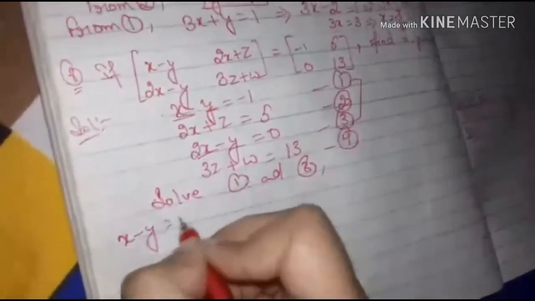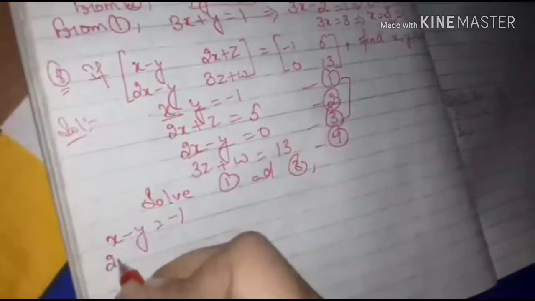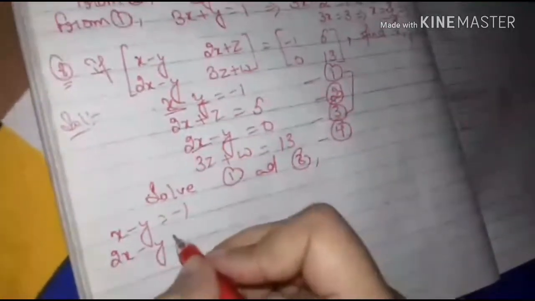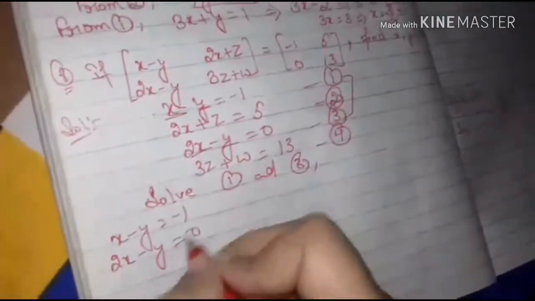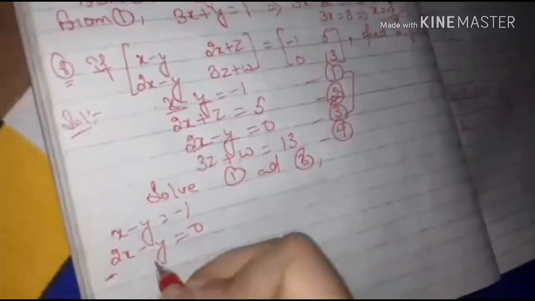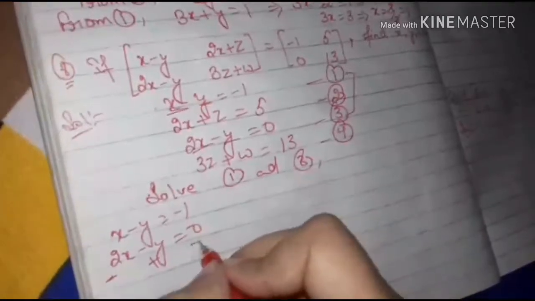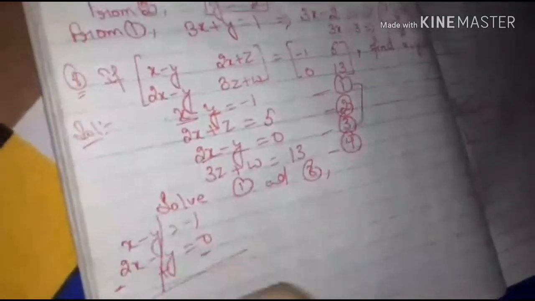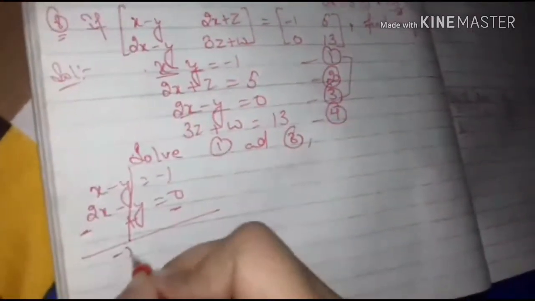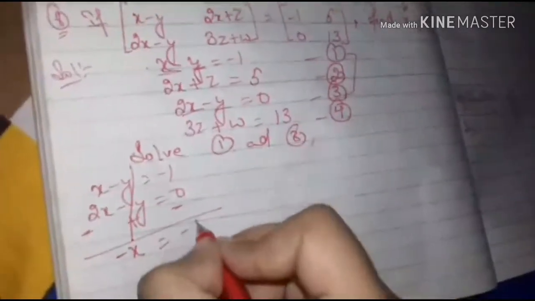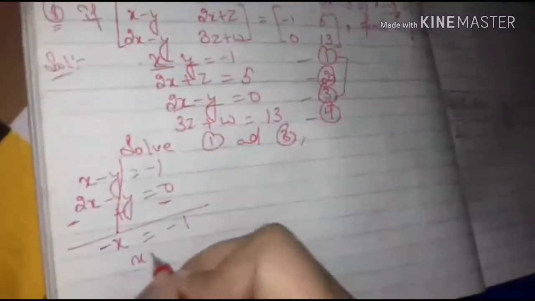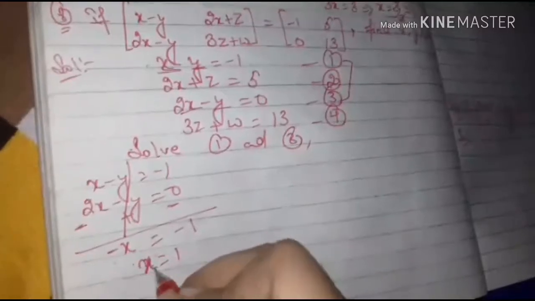x minus y is equal to -1. 2x minus y is equal to 0. Change the sign. Cancel this value and this will be minus x is equal to -1. So x is equal to 1.